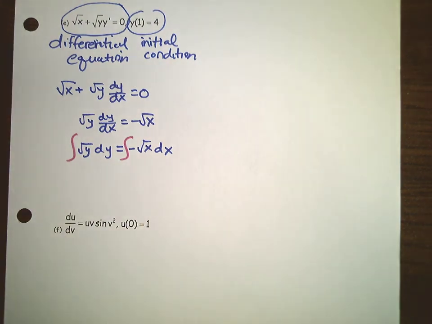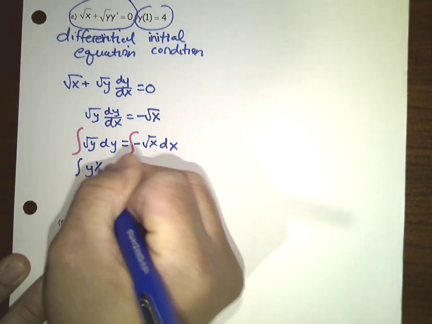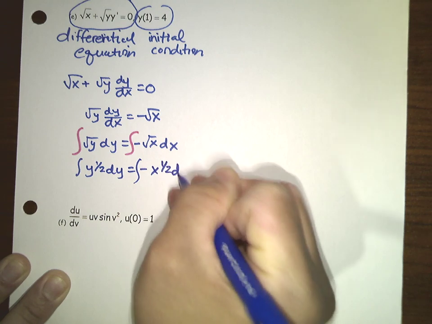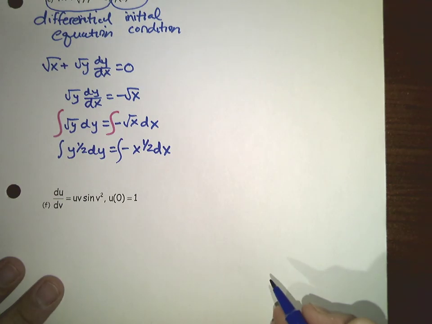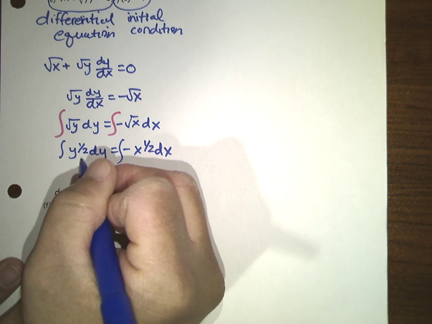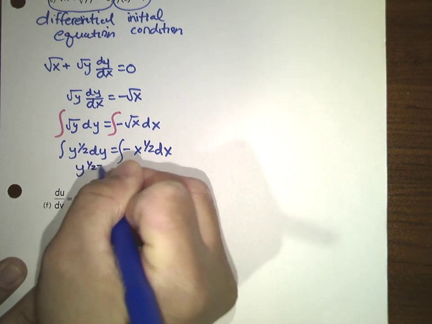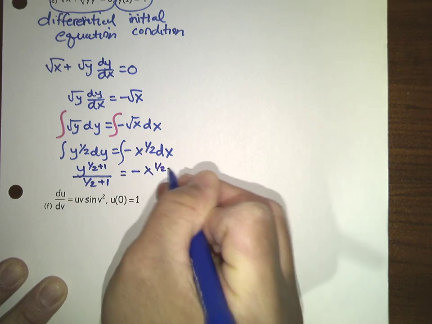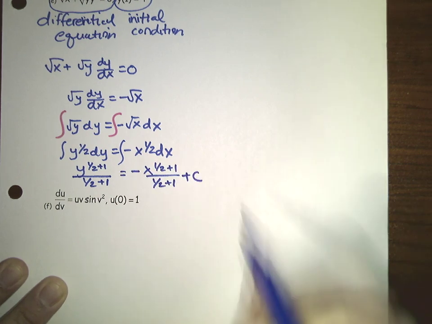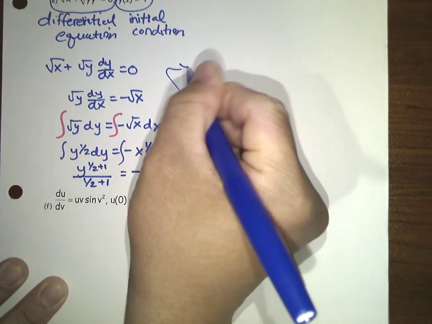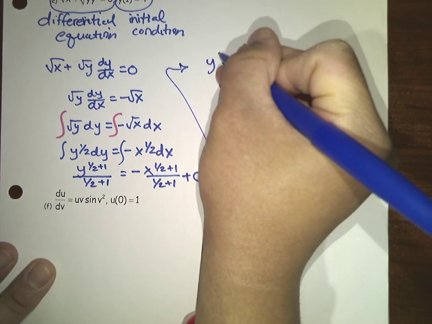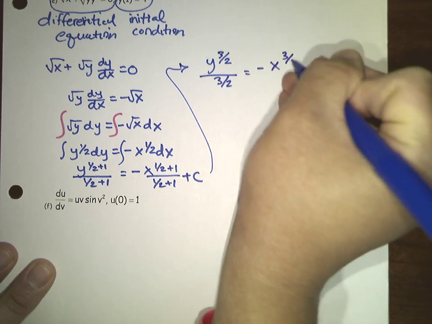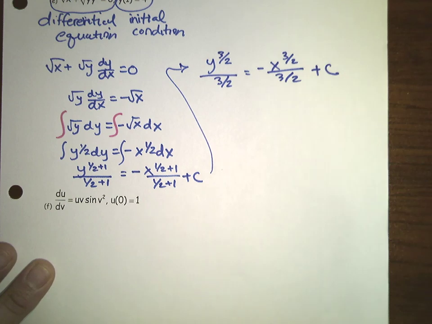So I may wish to write this as y to the 1/2 and x to the 1/2, so that it's easier for me to visualize using the power rule for integrals. So if I use the power rule, I have y to the 1/2 plus 1 over 1/2 plus 1, and that's equal to negative x to the 1/2 plus 1 over 1/2 plus 1 plus c. So then if I simplify here, I have y to the 3 halves over 3 halves equals negative x to the 3 halves over 3 halves plus c.